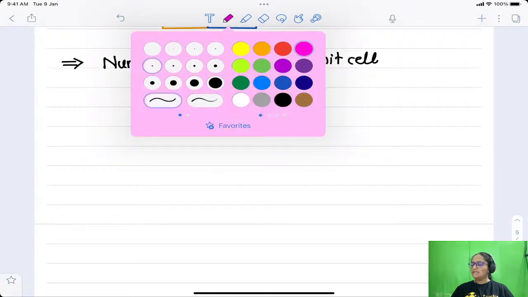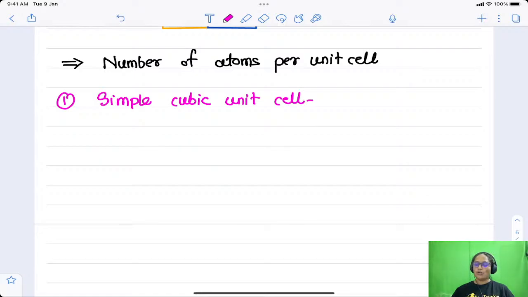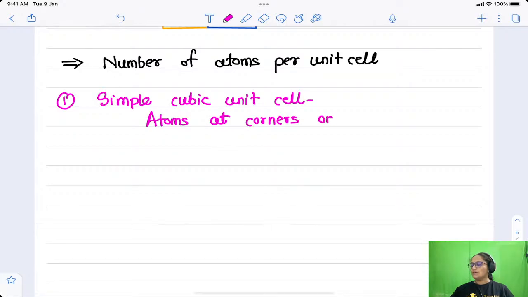First of all, let us talk about the simple cubic unit cell. Simple cubic unit cell is also called the primitive cubic unit cell. In a primitive cubic unit cell, atoms are present at the corners only. How many corners are there for a cube? 8 corners, right?